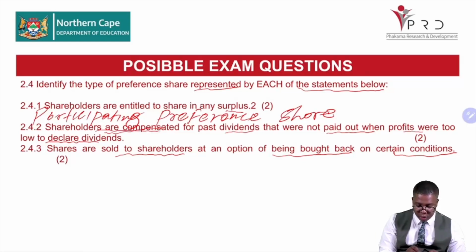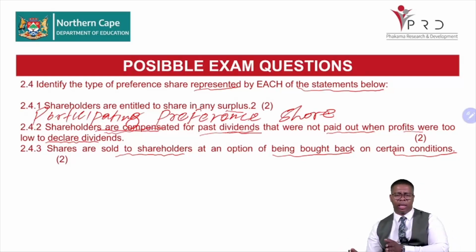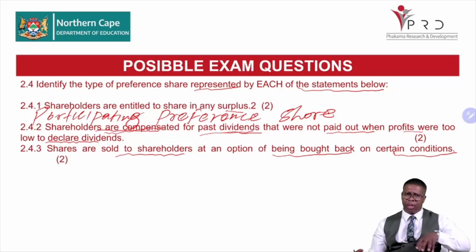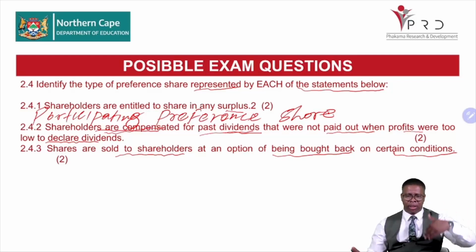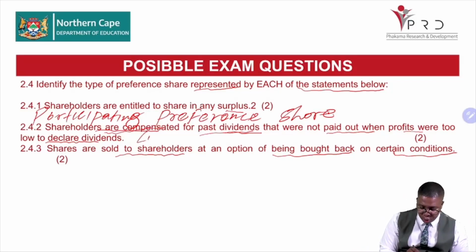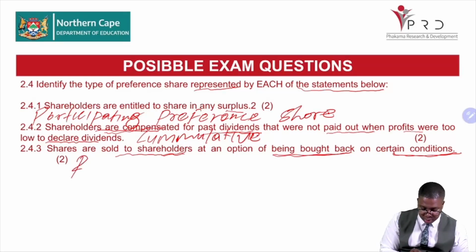And then when we say shareholders are compensated for past dividends, we look into cumulative. What is cumulative? Cumulative is when shareholders were not paid for the last 3 years, and then in the 4th year, the company does very well. It means then the cumulative shareholder will have to be paid the past dividends that were not paid out, or the past profits that were not paid. So this would then be cumulative preference share. Then we also have shares sold to shareholders at an option of being bought back on certain conditions. So this would be what we call redeemable.